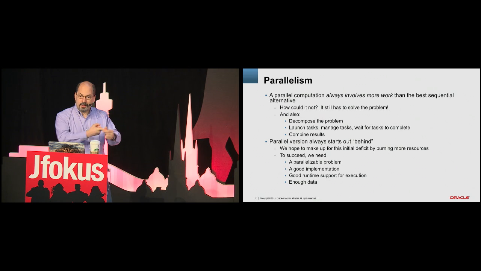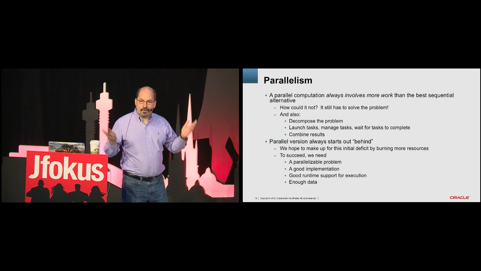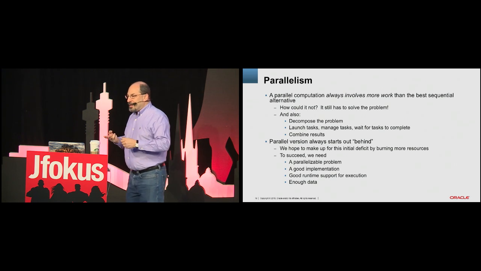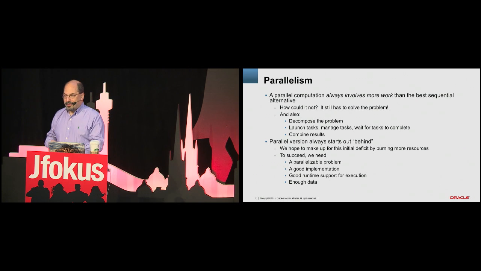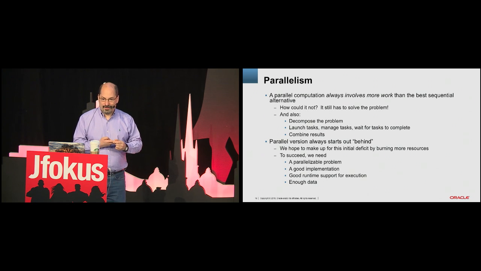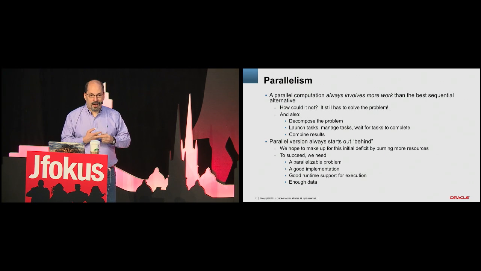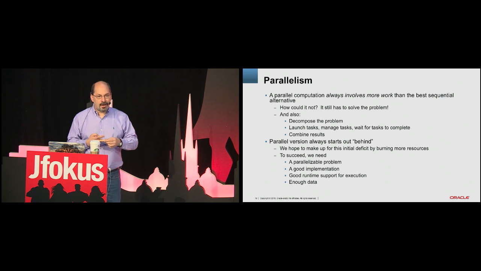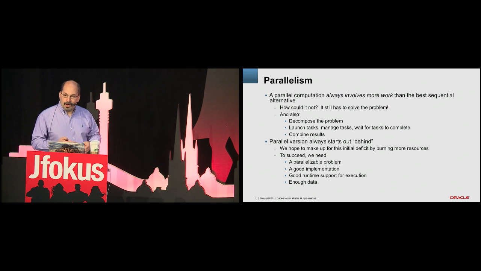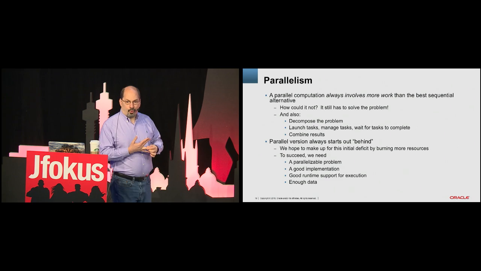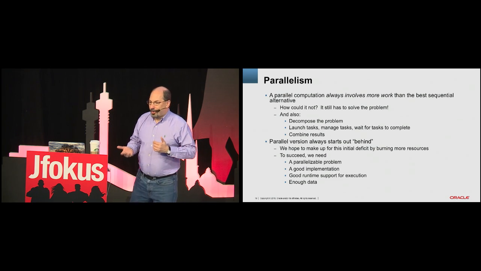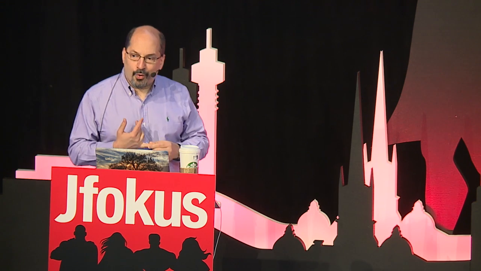So in order for that to actually work out, we need a bunch of things to happen. We need to have a problem that's parallelizable in the first place. Not all problems are parallelizable. We need to have an implementation of the solution that's actually amenable to parallelization. That's not the same thing as the first thing, right? You can have a parallelizable problem and have a completely non-parallelizable implementation. You also need good runtime support for things like task management, because otherwise you're going to get eaten by coordination costs. And most importantly, you need to have enough data in order for the benefit of parallelism to work out.